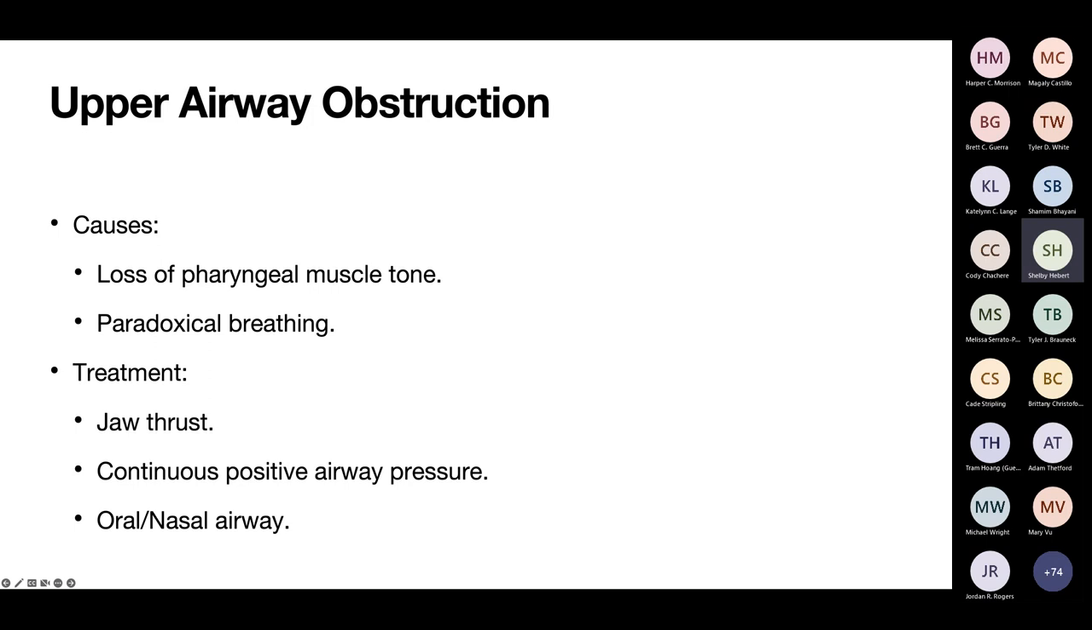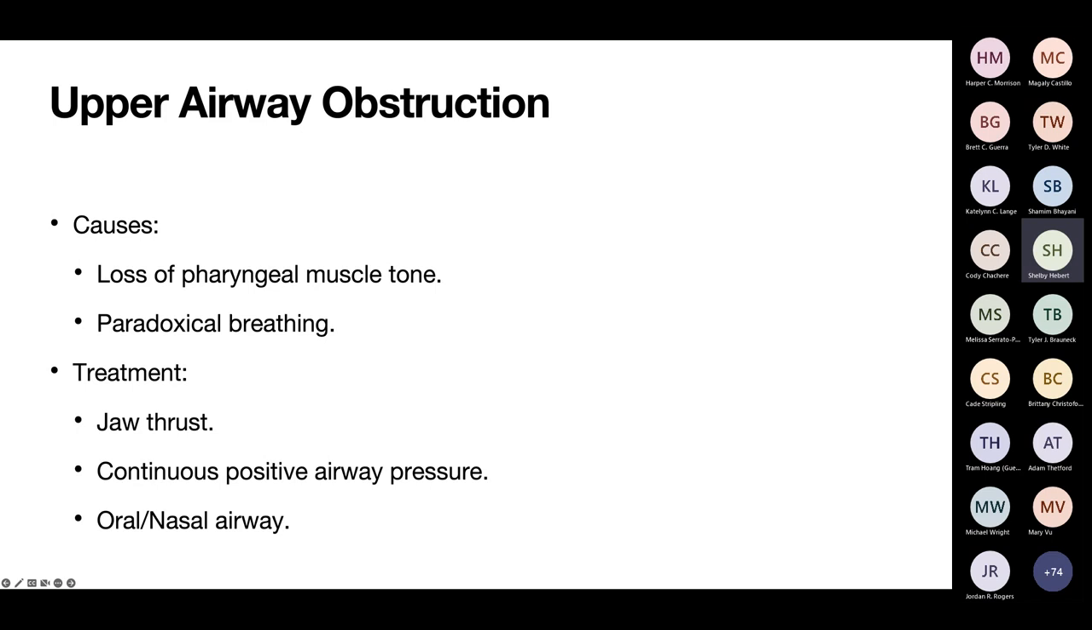If that doesn't work, think about maybe the need for CPAP or BiPAP. A lot of times these aren't surprise patients. We knew they were probably going to need this afterwards. And then finally, if the patient continues to obstruct after all those things, think about putting in an oral or a nasal airway. If they've gotten as far as recovery, they're probably not going to be real amenable to an oral airway being placed, but you may find out that you can put a nasal airway in there.